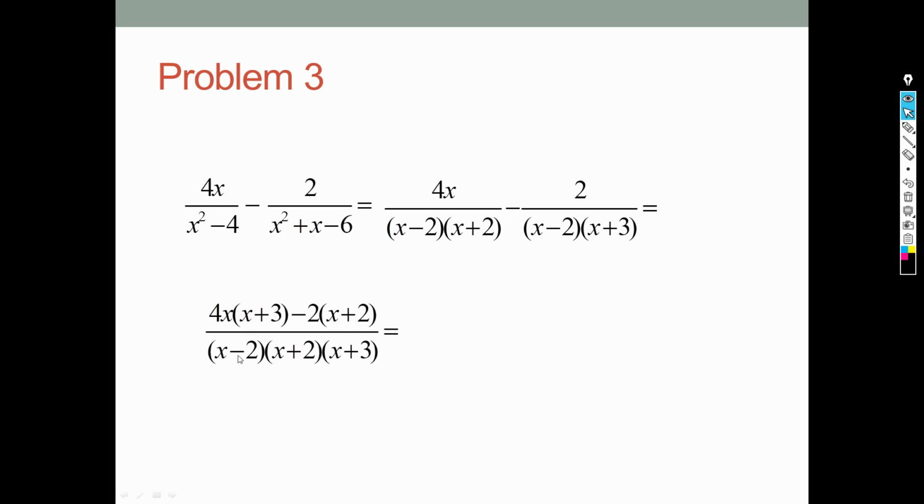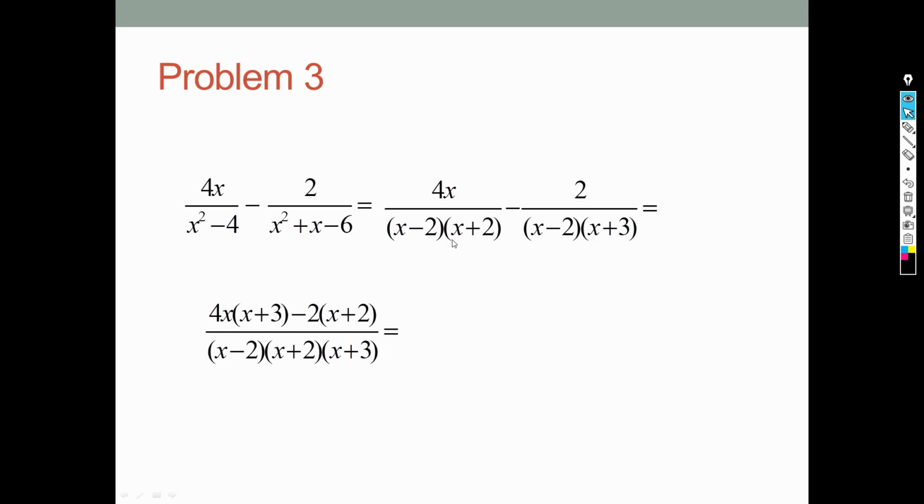So the next step then, I write the common denominator, all the different factors that appear. Now, had one of these had an exponent of 2, then you'd have to include it over here also. But they all have powers of 1. And then what we do here, LCD is x minus 2, x plus 2, x plus 3.